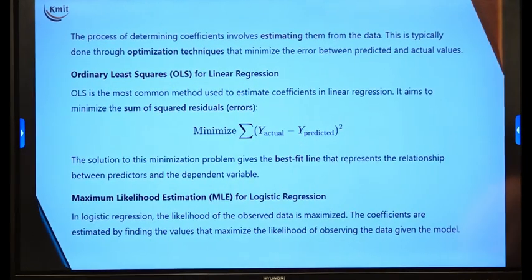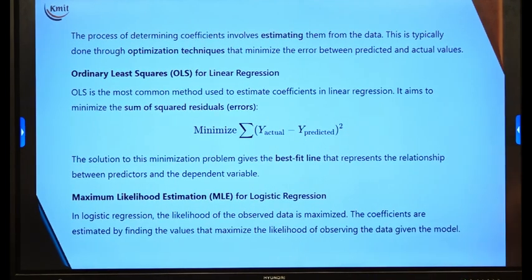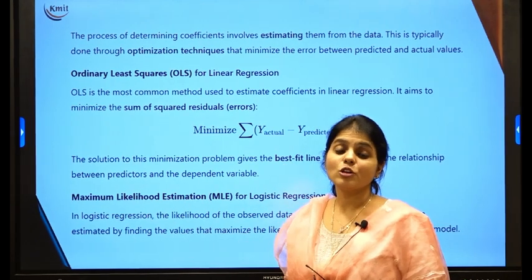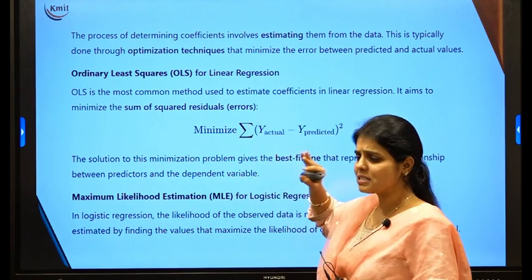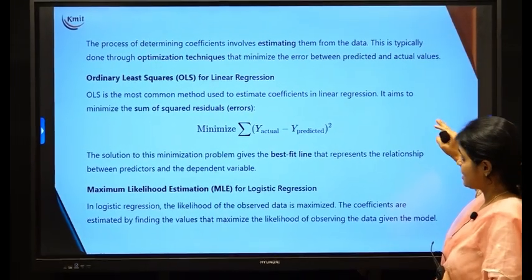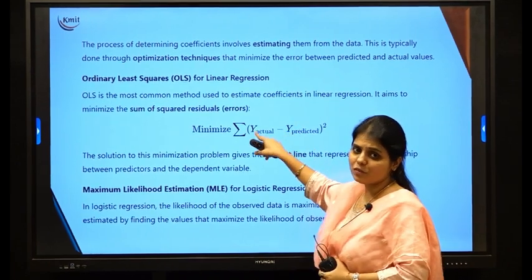Now, how do we determine these coefficients? Determining coefficients involves estimating them from the data. We can use different optimization techniques or methods to determine the coefficients. One such is the OLS method, ordinary least squares, which we used in the last session when we were talking about linear regression using the statsmodels OLS method. It is the most commonly used estimation method for linear regression, and here we calculate the coefficients by subtracting the predicted values from the actual values.